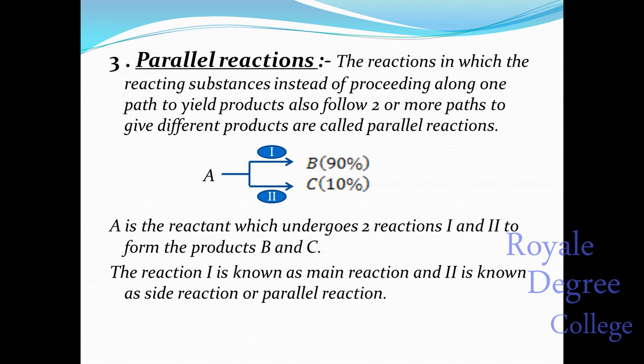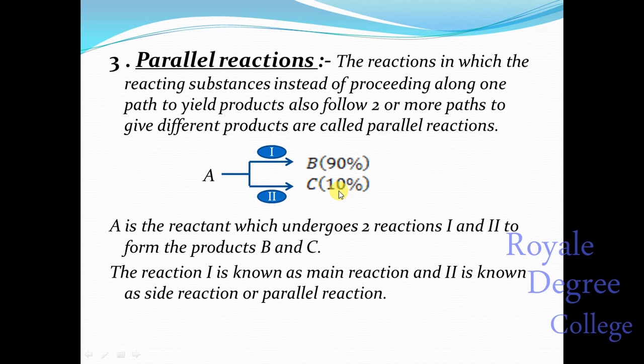Now the third type of reaction we will see is the parallel reactions. The reactions in which the reacting substances, instead of proceeding along one path to yield the products, also follow two or more paths to give different products, are called parallel reactions. See here, A reacts by following one path. From that we are getting the product B, 90% product we will get. And if reactant A follows the second path, we are getting the product C. This product percentage is 10%.